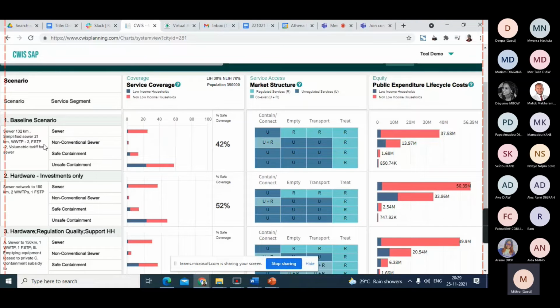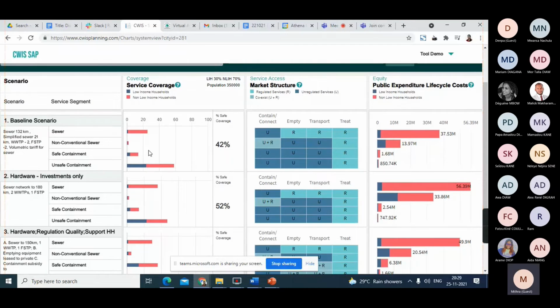We remember that in the baseline, we had a sewer length of 132 kilometers, a small amount of simplified sewers, and 2 WWTPs and FSTP as well. So, and the rest of it were on site. We noticed that this city has got about 25% access to sewer, of which 24% are serving the non-low income household, while the majority of the low income household, that is the blue bar, fall in this unsafe containment.